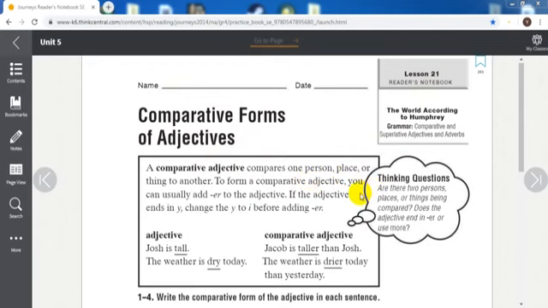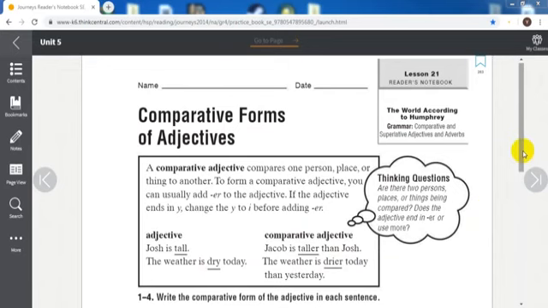To form a comparative adjective, you can usually add er to the adjective. If the adjective ends in y, change the y to i before adding er. Okay, let's see the examples here. We have Josh is tall, but Jacob is taller than Josh, right? It's a comparative adjective, taller. The weather is dry today. Dry is the adjective. The weather is drier today than yesterday. Drier is the comparative adjective, and look what we did. We took the y away and we changed it to an i and then added er, right? Okay.